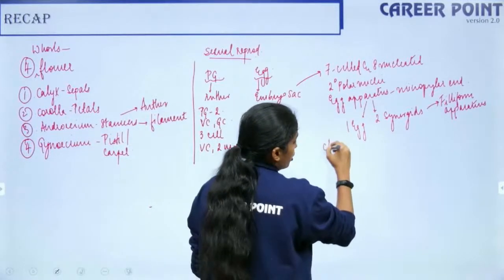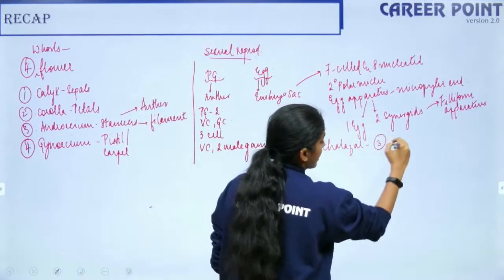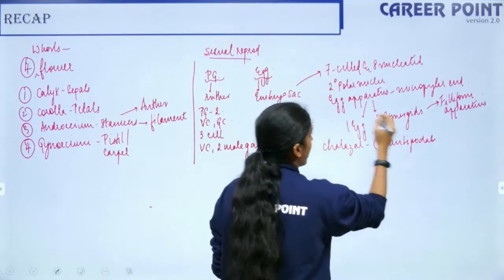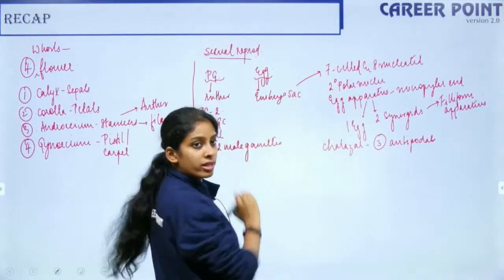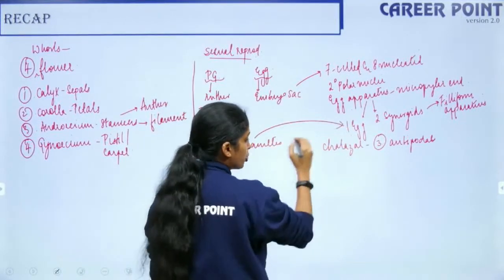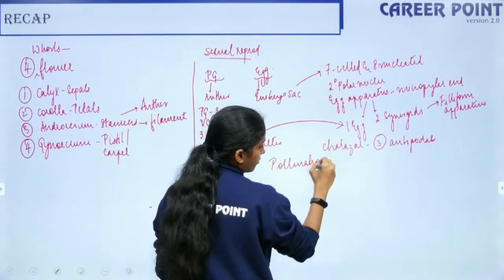Then you have the chalazal end. The chalazal end also has 3 cells, the 3 antipodals. Now, what are our gametes? The egg and the pollen grains. These two have to meet. How are these two going to meet? This is through a process known as pollination.